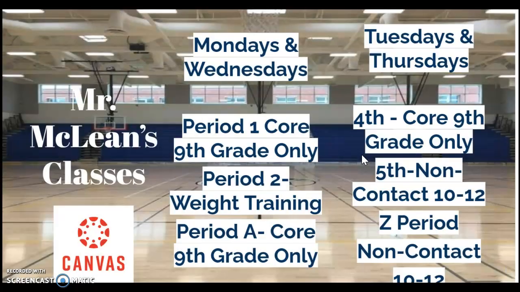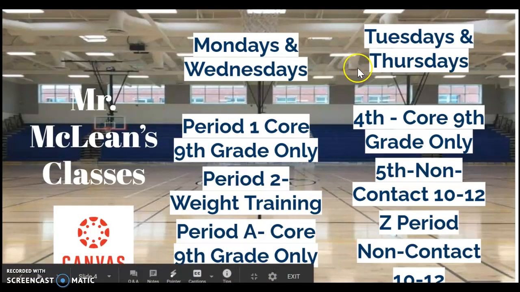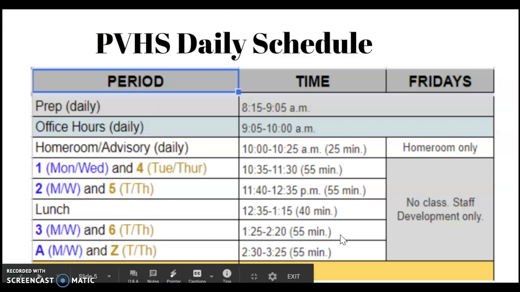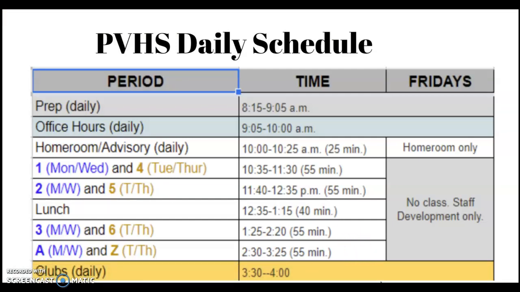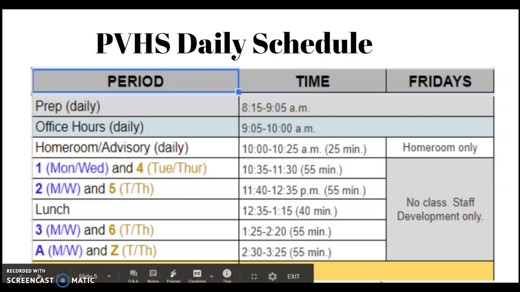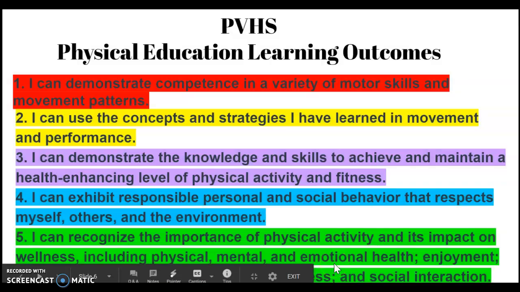And then Mr. McLean has Mondays and Wednesdays, periods 1, 2, and A. And Tuesdays and Thursdays, he has 4, 5, and Z period. Here's a copy of our schedule. So just make sure that you are logging in during your specified PE time. That is your time to get your asynchronous work done for PE. So just be mindful of the schedule and that you are checking in during your times.